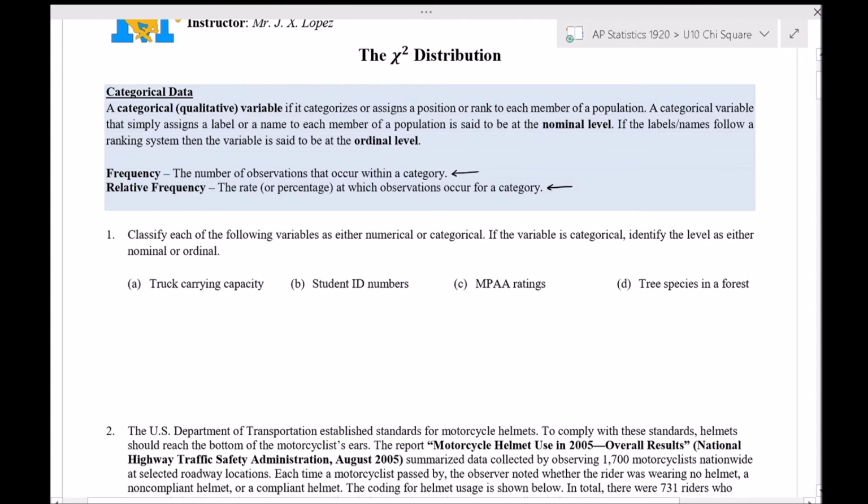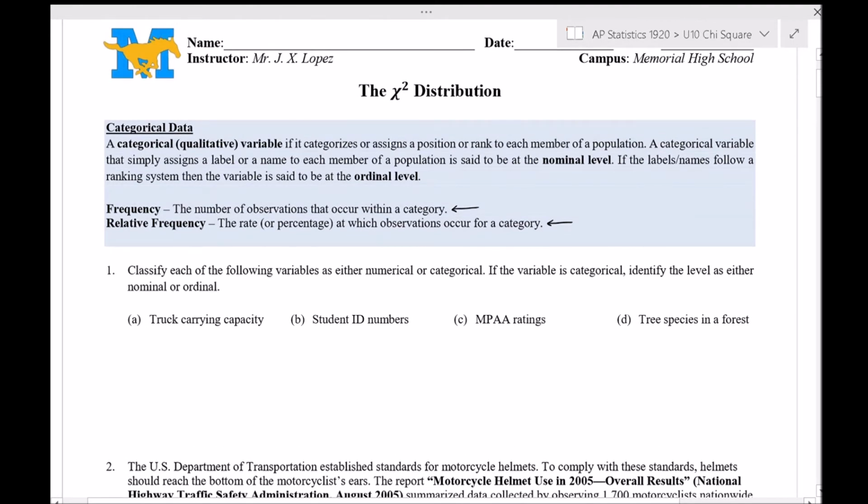We're trying to categorize these types of variables as either numerical or categorical, and then if these things are categorical, identify them further as either nominal or ordinal. So look at letter A, truck carrying capacity. Now, you're trying to think as a researcher. If I was a researcher conducting some sort of study where the variable in question is truck carrying capacity, the physical quantity I'd probably want to measure is weight, or mass would be another.